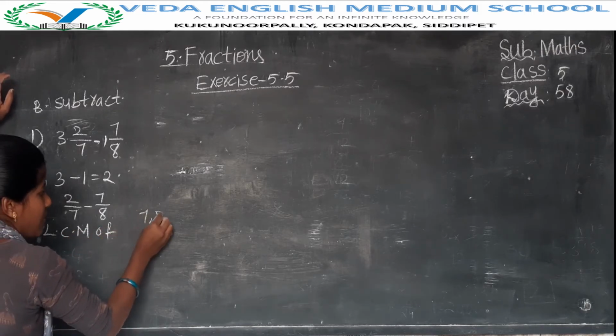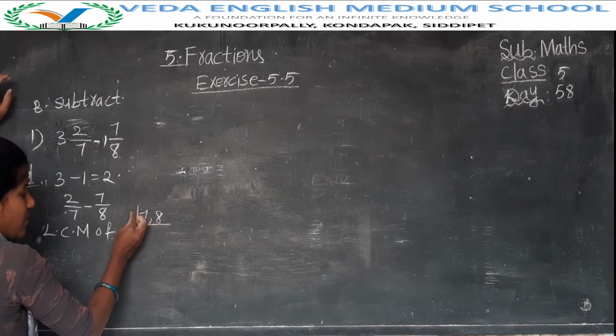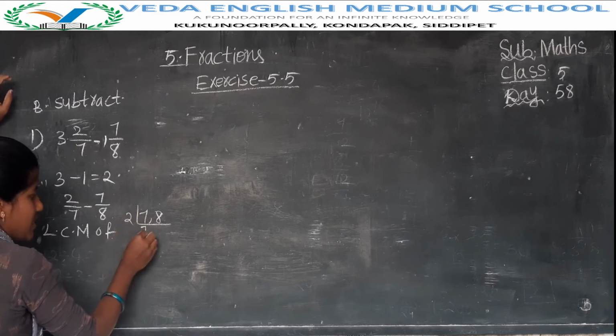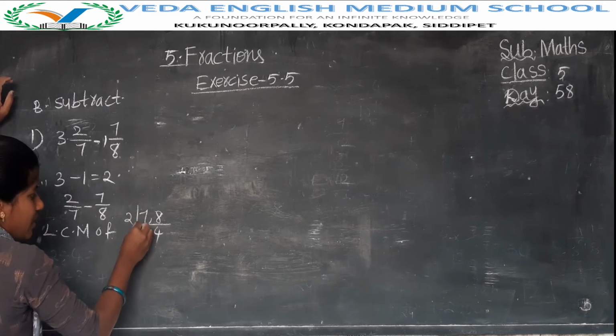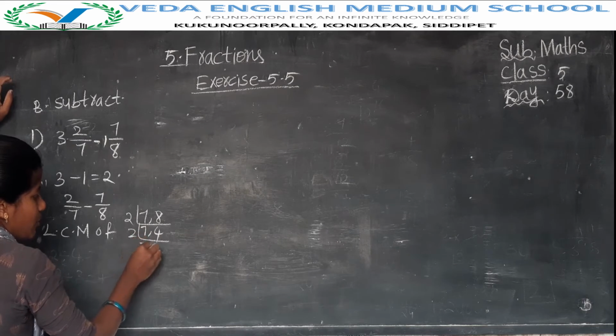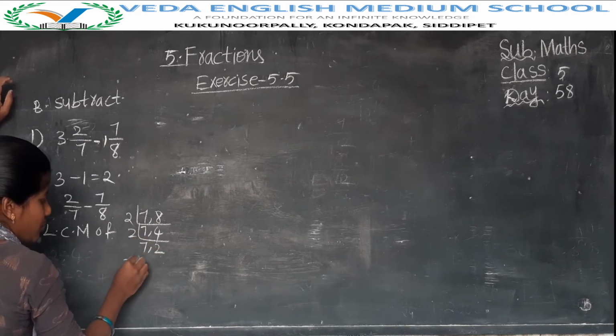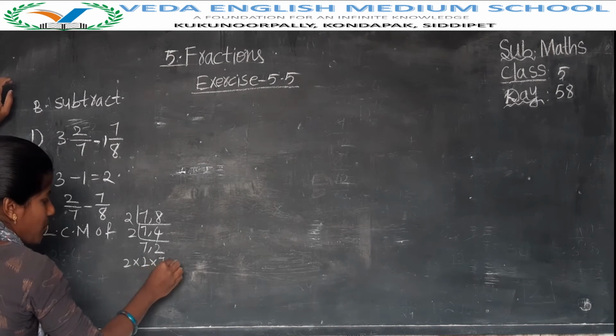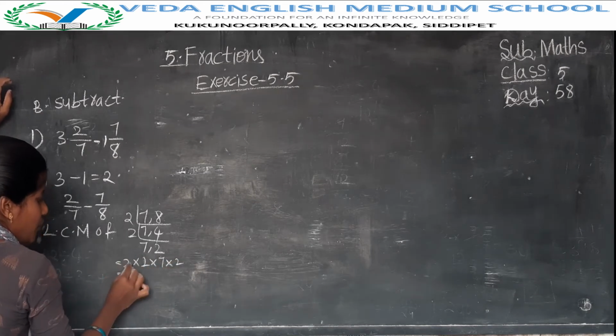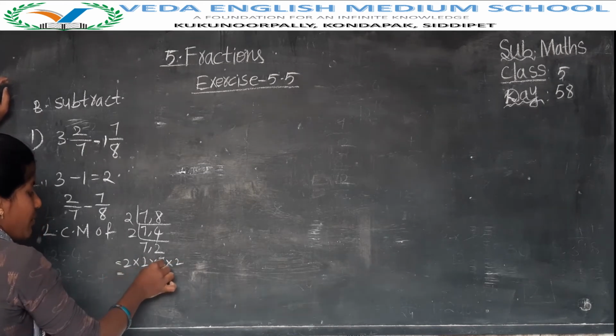LCM of 7, 8. 7 is a prime number, so 7 as it is. 2 4s are 8. Again in 2 table 7 not possible. 2 2s are 4. Then 2 into 2 into 7 into 2. 2 2s are 4, 4 7s are 28.